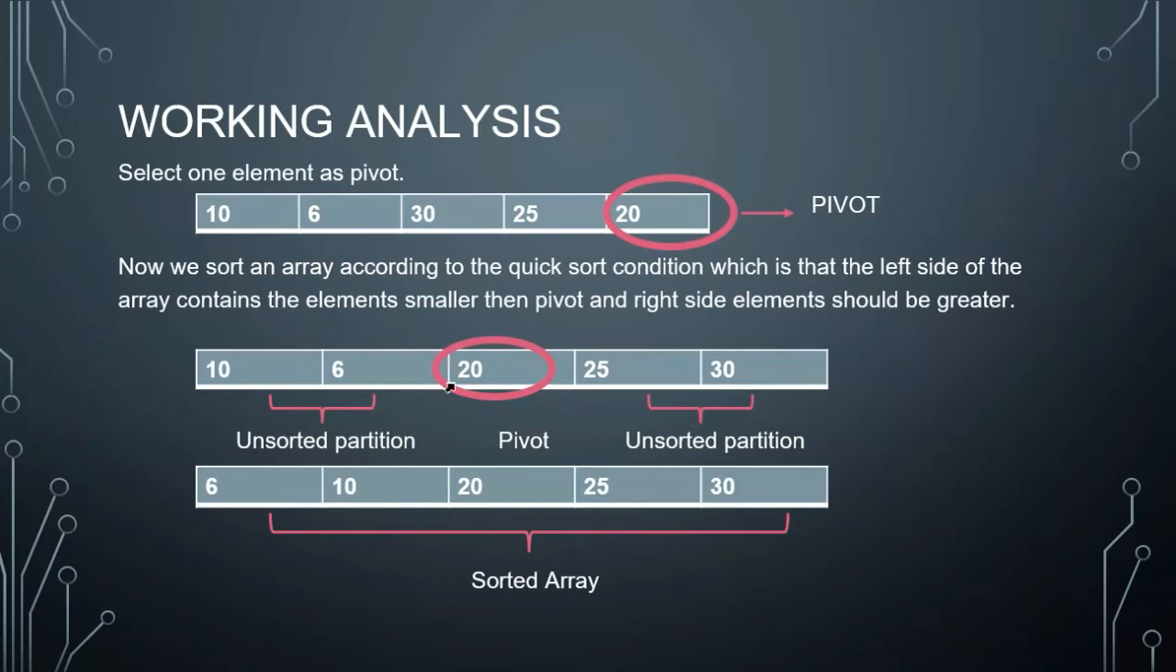If the element is chosen as pivot, it will move to the centralized position and divide the other array into sub arrays, an unsorted partition. Then the partition method is again called to sort the whole array, and the array will be sorted and get into this position. So then the array will be sorted according to the quicksort method.